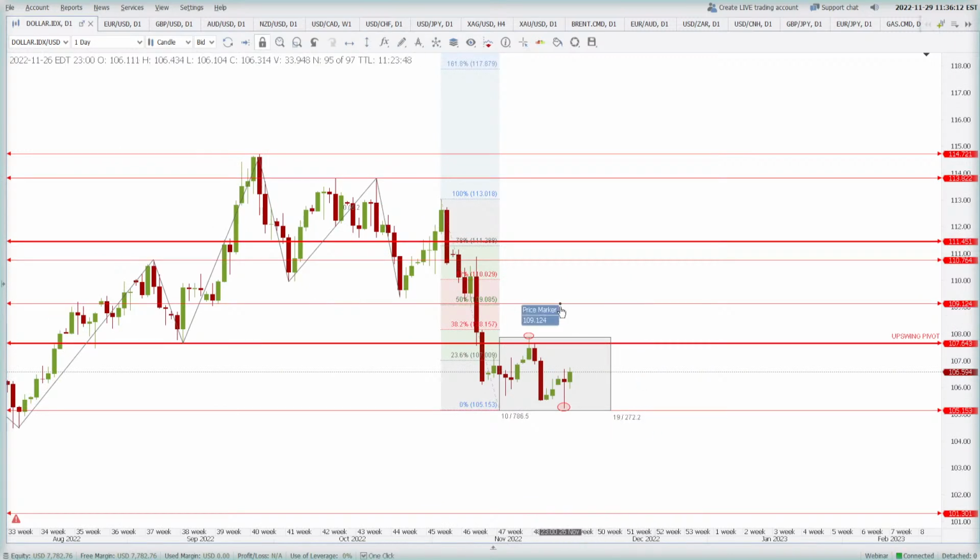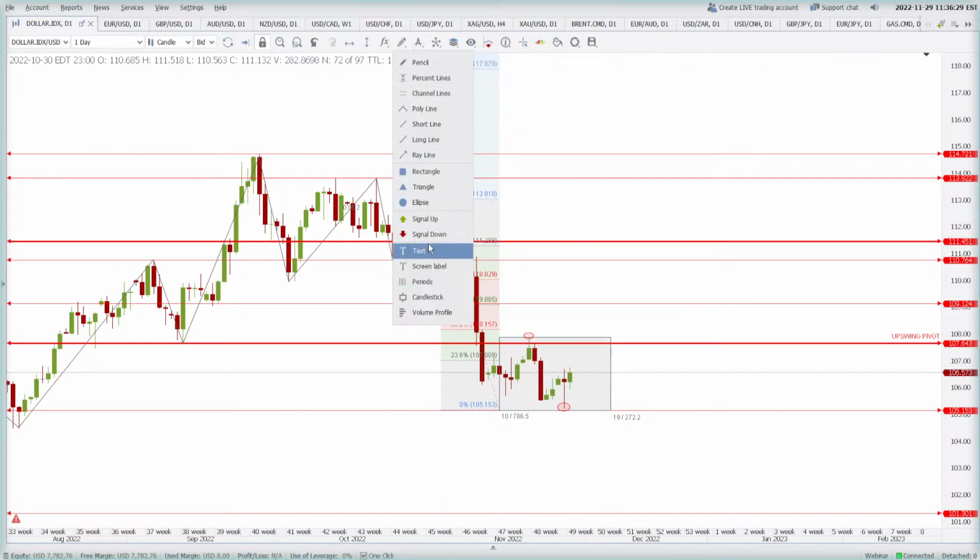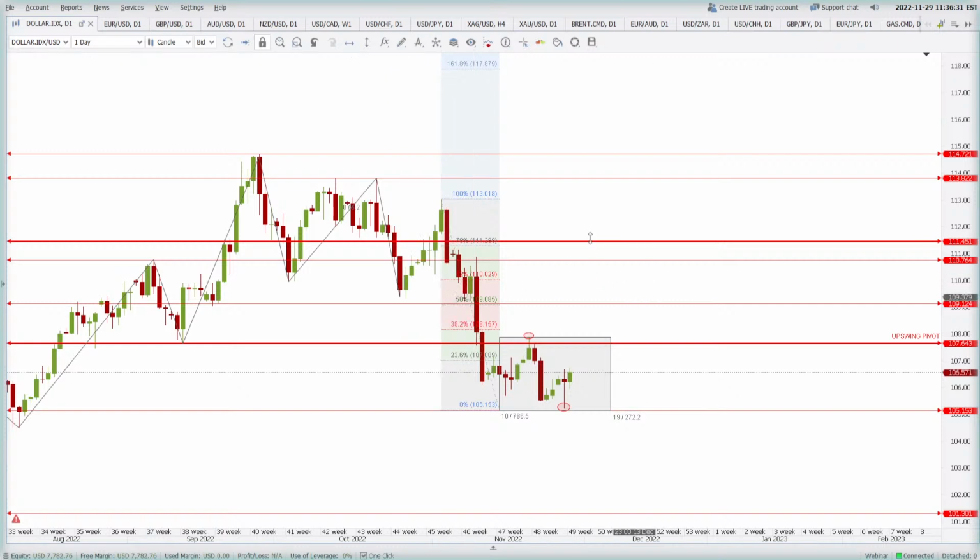So 109.12 area is what I will be looking for selling opportunity, I think. Okay, but looking at this current price action, if you want to open buy positions, I will ask you not to do that. Okay, I will just write it. Do not buy it below.